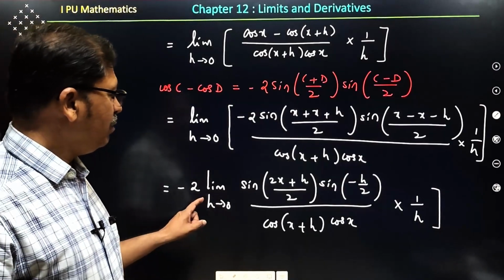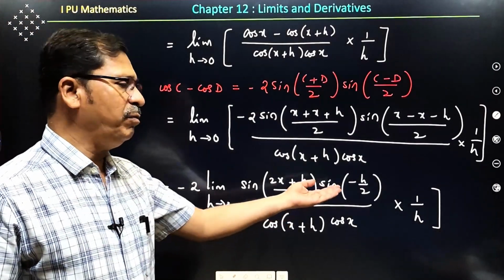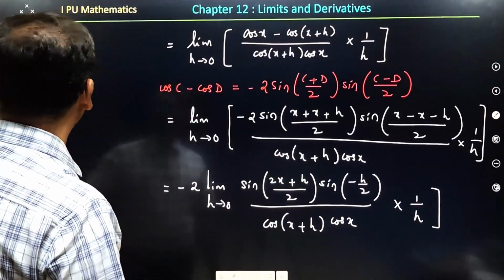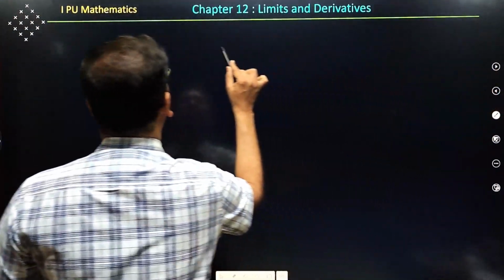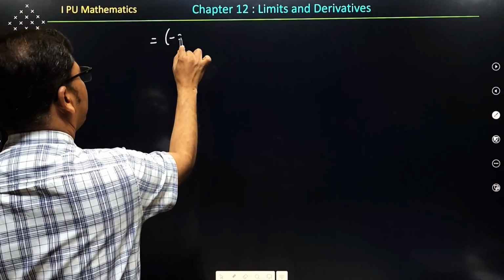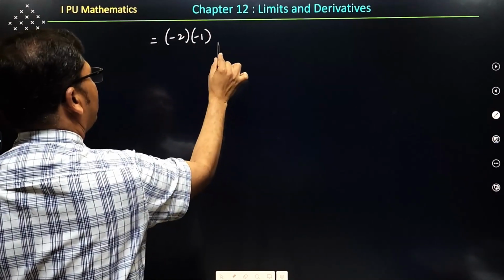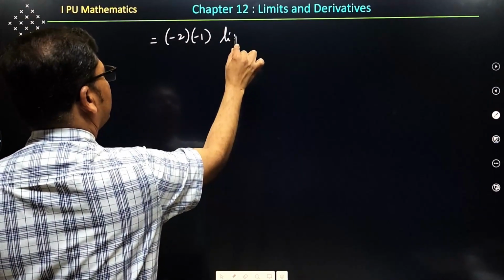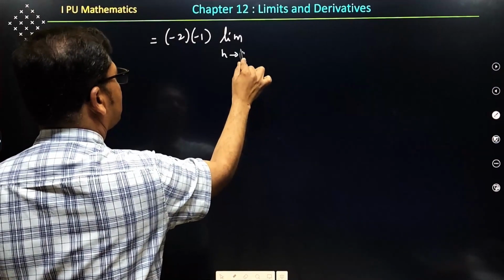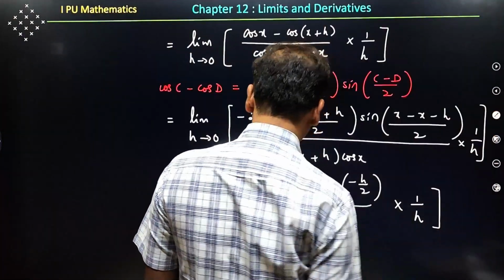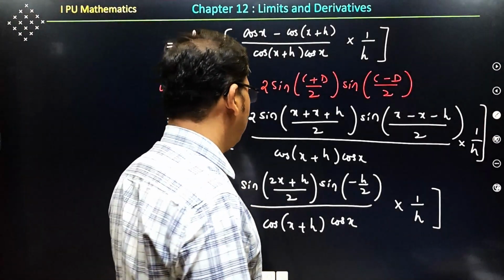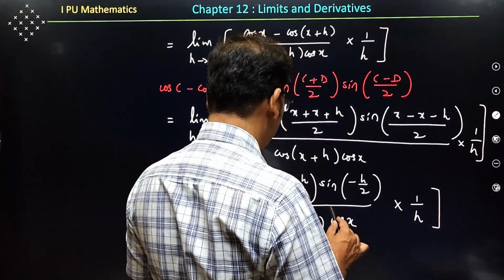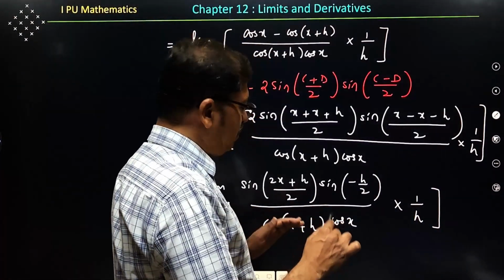So in the next part of the calculation I would like to take the minus sign outside. So this becomes minus 2 into minus 1. Here you take minus 2 which is already there, and take minus 1 outside. Into limit h tends to 0. See, this is sine of 2x plus h by 2 into sine of 2x plus h by 2, whole divided by cos of x plus h into cos x.